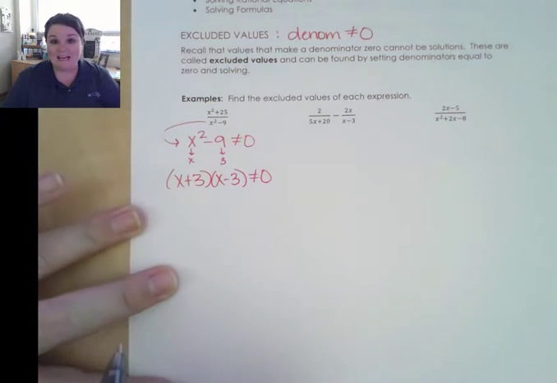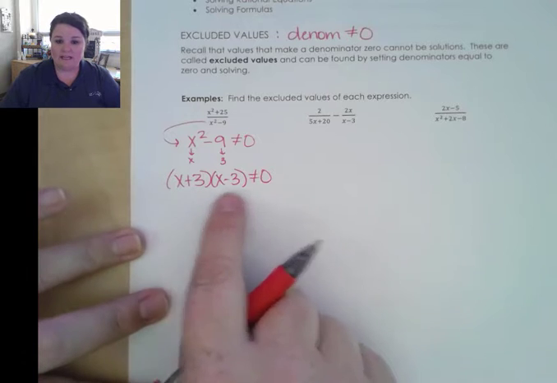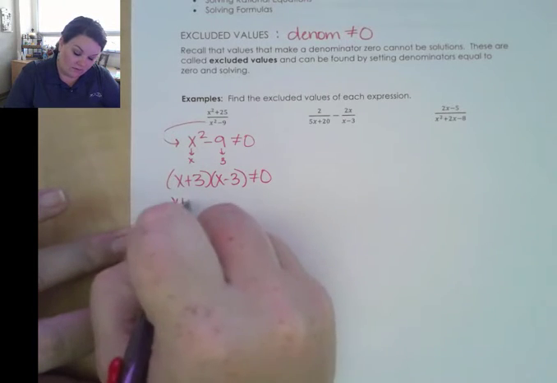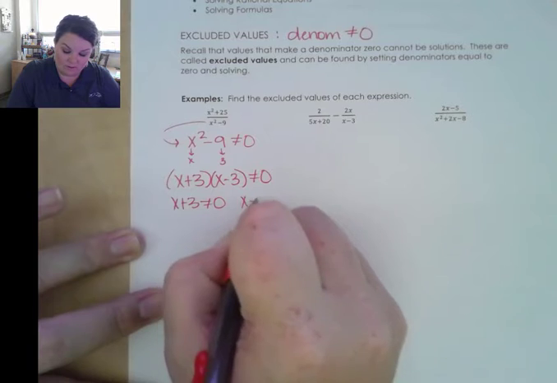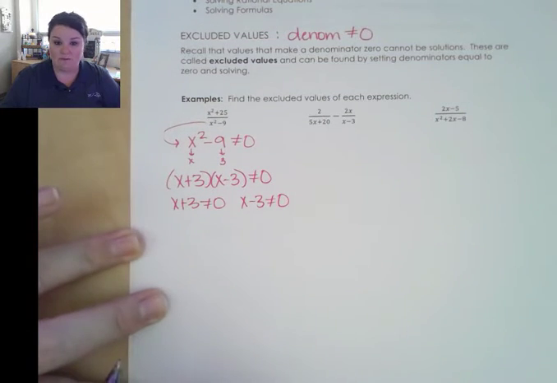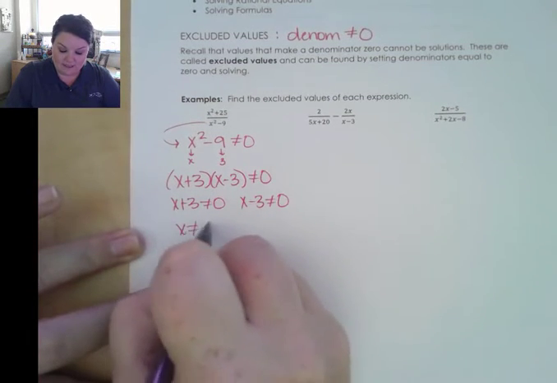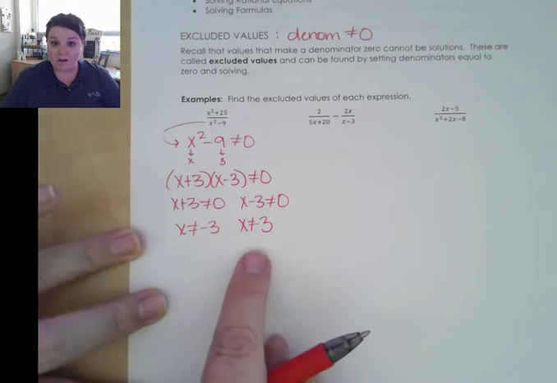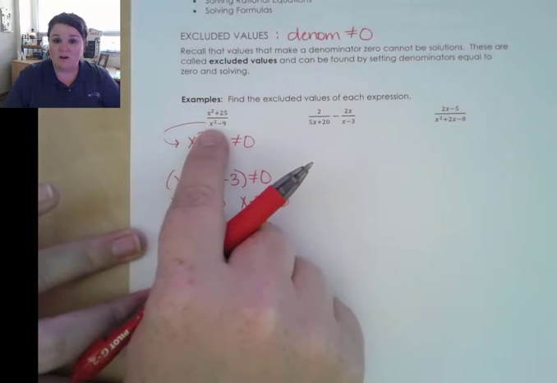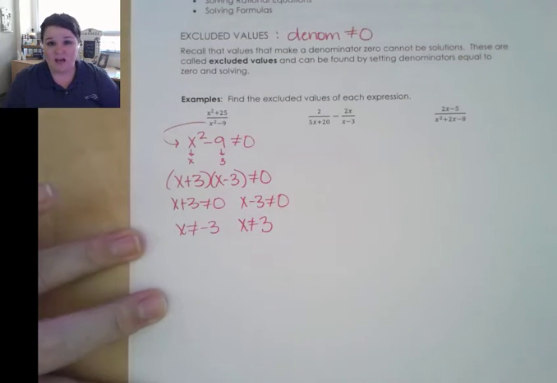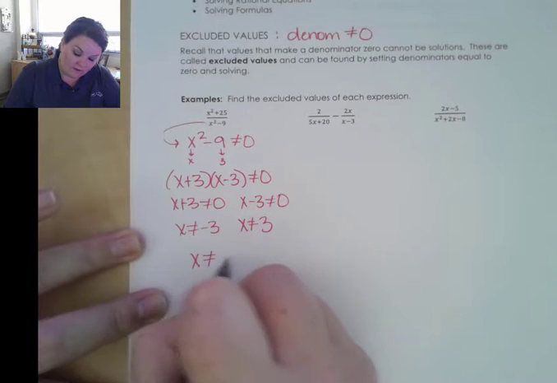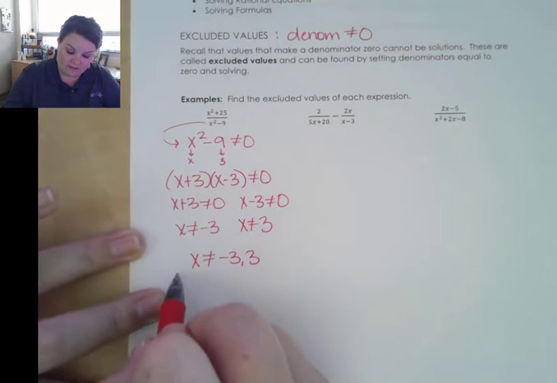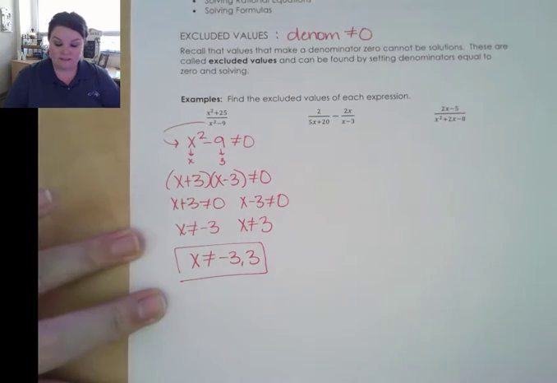And we want that to not equal 0. So if I set each of these equal to 0 and solve, x plus 3 we want to not be 0, and x minus 3 we want to not be 0, then that means x cannot be negative 3 and x cannot be positive 3, because those are the two values that if we were to plug them in up here would give us a 0 or an undefined answer right here in our denominator. So here our excluded values are negative 3 and 3. Okay, let's look at another one.